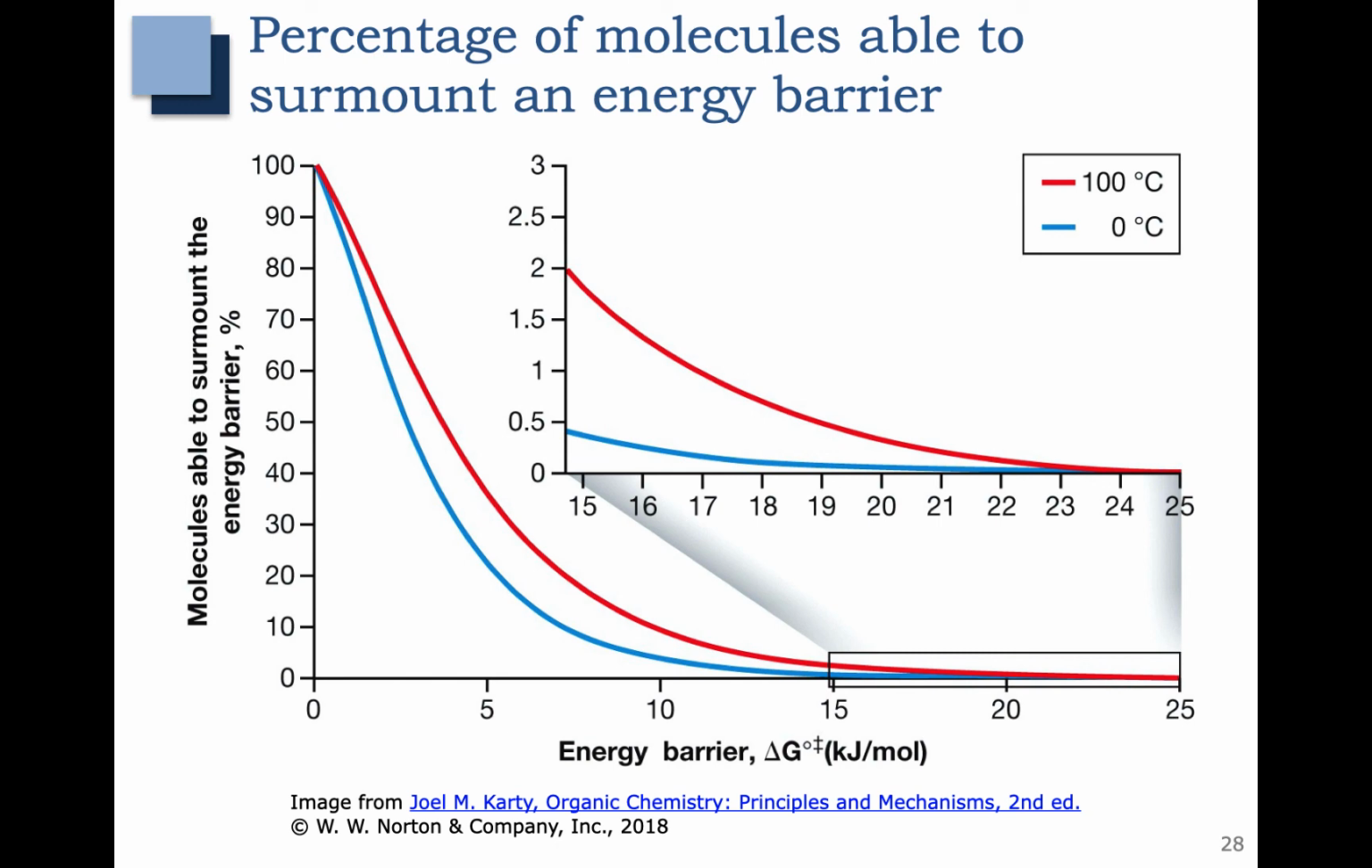In this picture, we can see the effect of temperature on the rate of a reaction. As you can see, the higher temperature, shown here in red, means that you have more molecules that are able to surmount that energy barrier. So as you increase the temperature of a reaction, the rate of the reaction is going to increase.